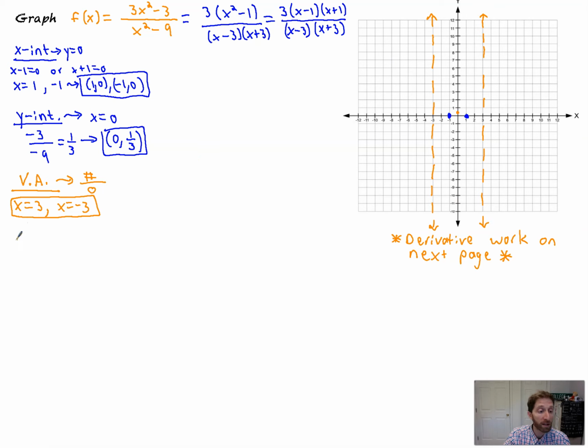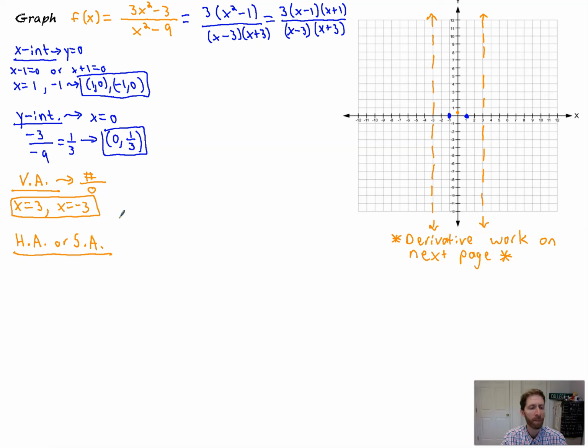Now we've got to look for possible horizontal asymptotes or end behavior, or slant asymptotes. You'll have one or the other, but not both. A horizontal asymptote will occur, and by the way, you can look back in chapter 1 to review horizontal asymptotes if you need to, when the degree of the numerator and denominator are either the same or the denominator's degree is greater than the numerator's.